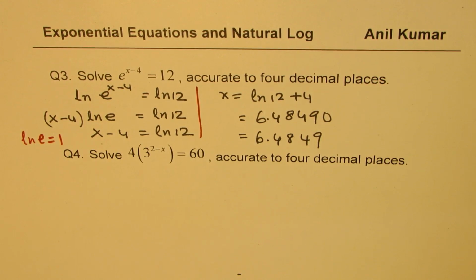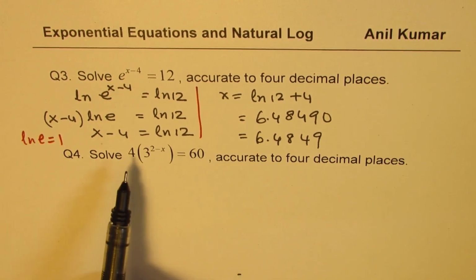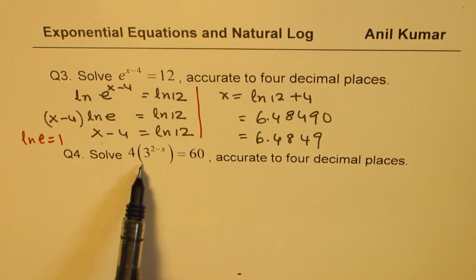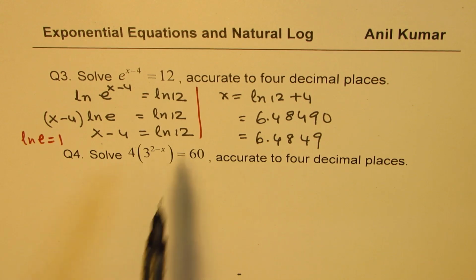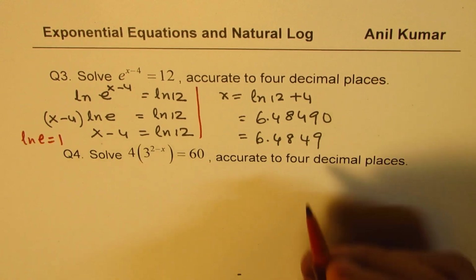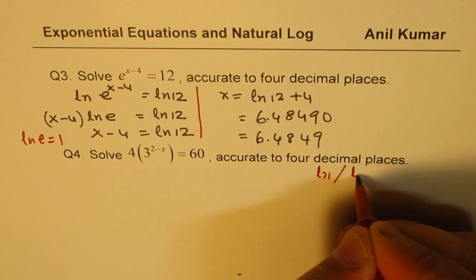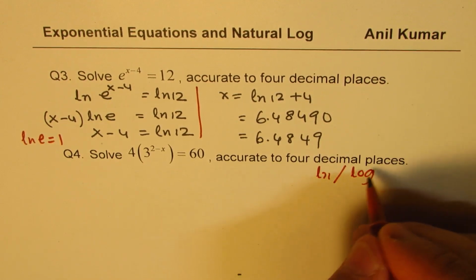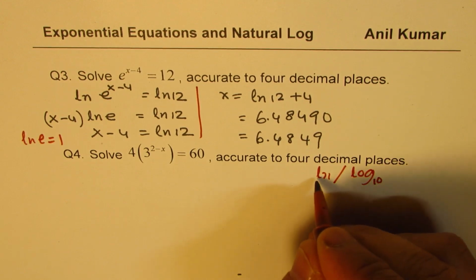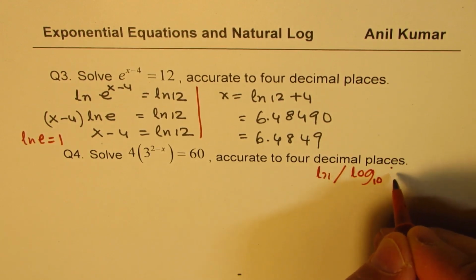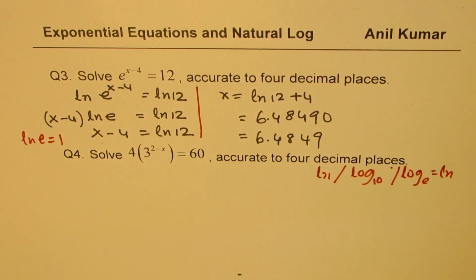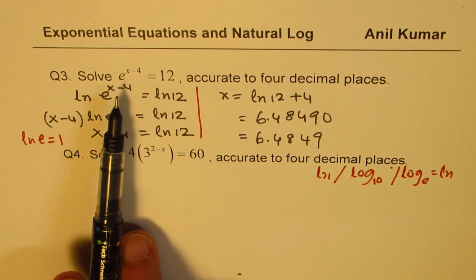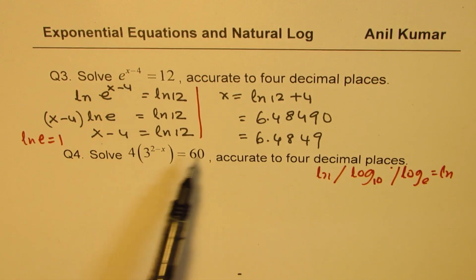Now the next question is slightly different. We don't have e in this expression, right? We have 4 times 3 to the power of 2 minus x equals to 60. Now it is your choice. In this case, you can take natural log both sides or you can take log both sides. When I say log, it is to the base 10. And when I say natural log, it is to the base e, right? So log to the base e is ln. Okay. So that is your choice. You could do either of those two. Since we are working with the exponential equations, we'll take natural log both sides.